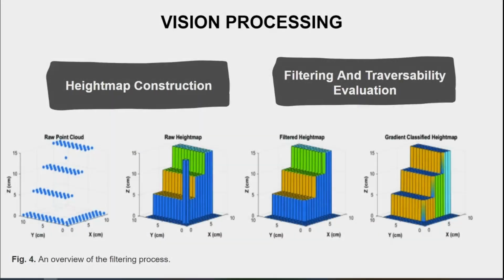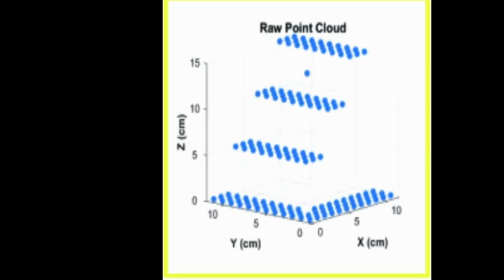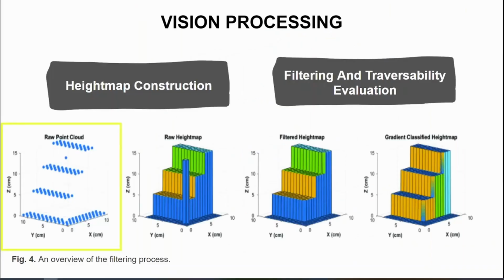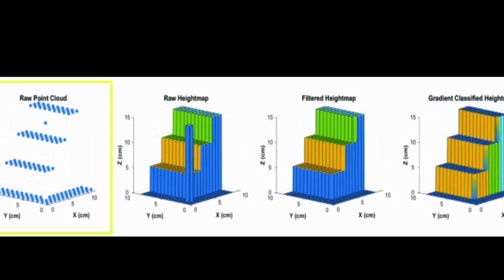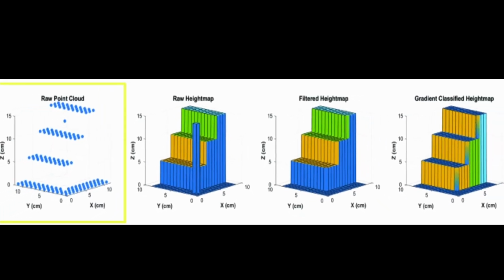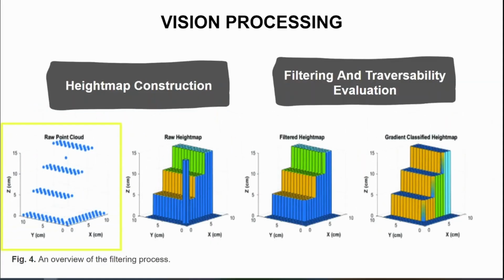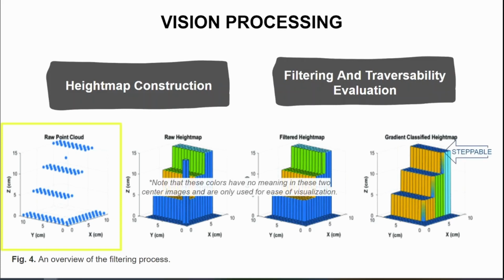For the height map construction and filtering, a morphological transformation was implemented using OpenCV. This is an example of a 3D point cloud graph representing a set of stairs. Moving from left to right, the raw height map is filtered and the gradient is computed. The value of the gradient is used to segment the terrain by traversability, namely, steppable, unsteppable, jump only, and so on.